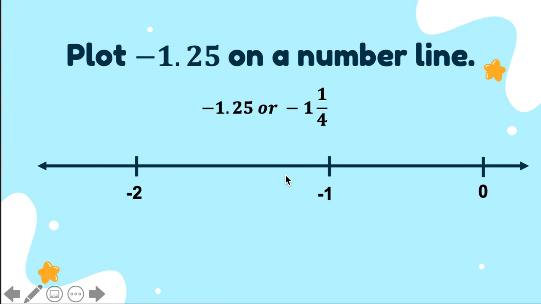So again, -1 and 1/4 is between the integers -1 and -2. So again, this one is in 4 parts. So we're going to divide this whole into 4. That's it. So the first one, again here, starting from negative, you always go from right to left. So that will be negative 1 and 1/4, negative 1 and 1/2, and negative 1 and 3/4. And after that, locate now negative 1 and 1/4, and that's it. That is the way we plot negative 1.25 on a number line.